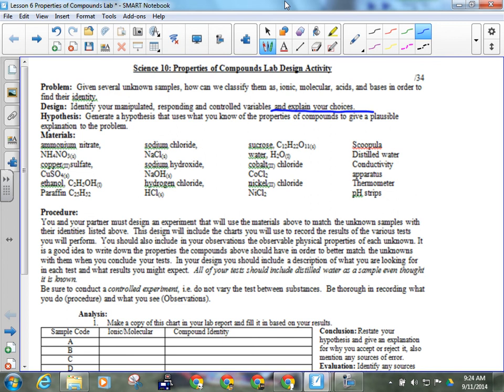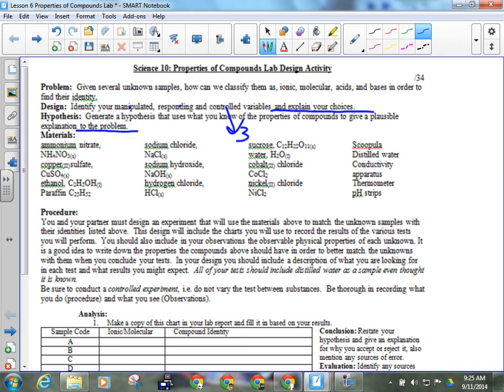How many of those are we usually looking for? Three. So we are looking for three controlled variables. Obviously, there's only one manipulated and only one responding. There are way more than three controlled variables, but you only have to identify three and explain them. So identify and explain all your variables.